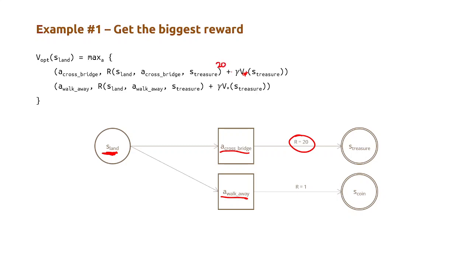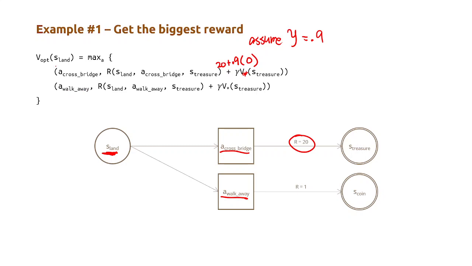Our gamma, so let's assume the discount factor is 0.9. Okay, so gamma will be 0.9, plus 0.9 times the value of treasure. Since this is the goal state, its value will be 0, times 0. Okay. So next, let's take a look at the second equation.